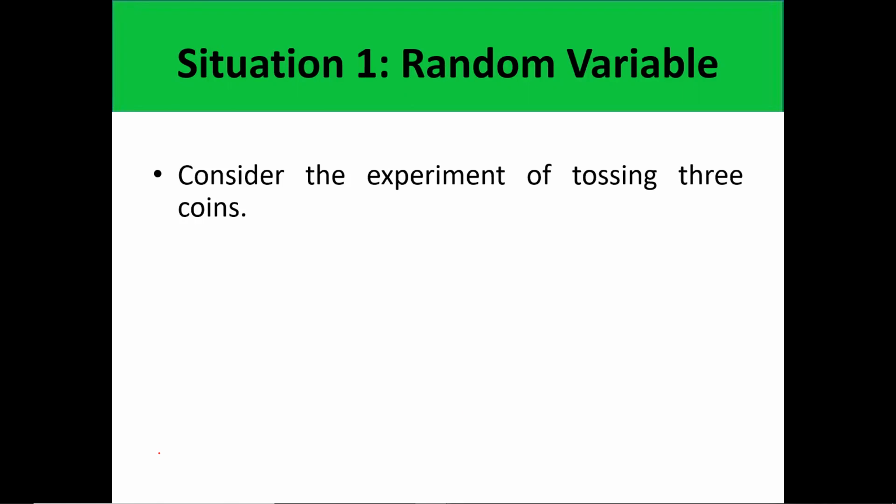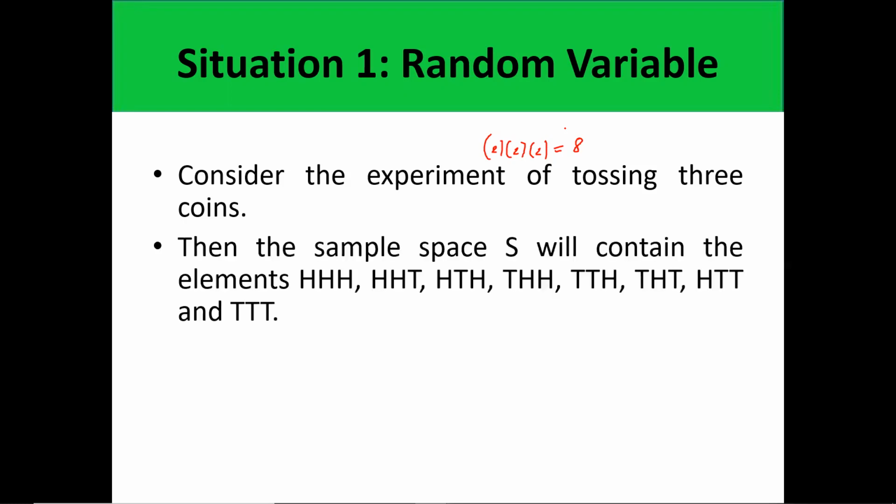In tossing three coins, the number of outcomes is 2 times 2 times 2, which gives us 8 possible outcomes. So you can actually make use of the tree diagram in order to list down all the possible outcomes when tossing three coins. So the outcomes are as follows. We have head, head, head, head, head, tail, and so on and so forth until we have tail, tail, tail.